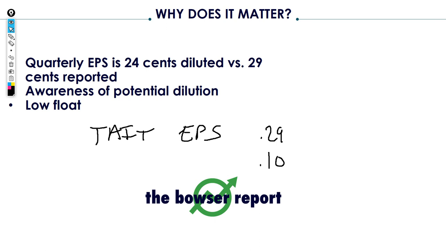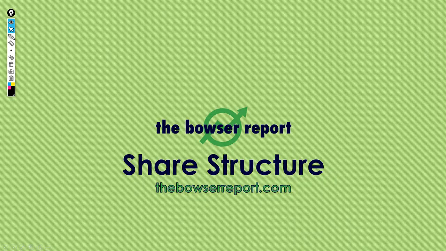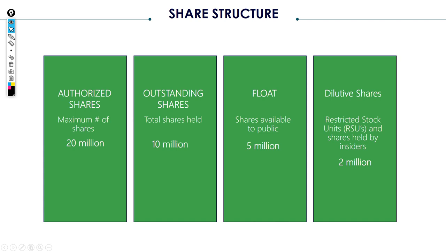So again, if we do have a lot of potential dilution, then that diluted EPS is going to be significantly lower, and you could see that there could be trouble down the road for you. All right, but just to recap: authorized is the max number of shares, outstanding is the total, float is what's available to the public, and dilutive could spell trouble, but that needs to be found in the SEC filings.